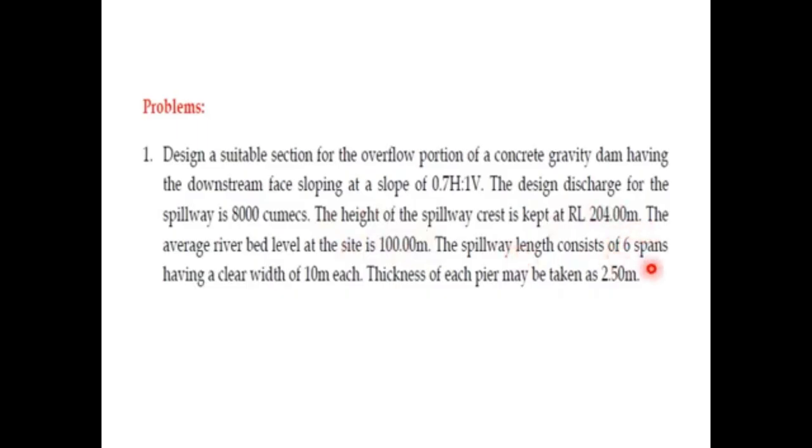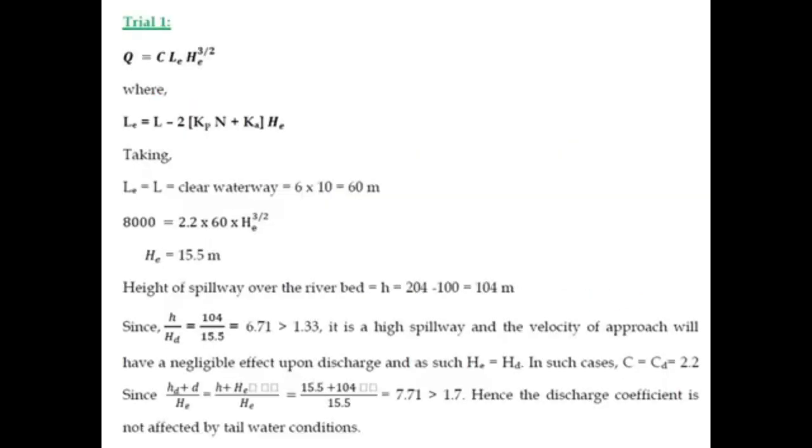And the spillway consists of 6 spans. So if you have 6 spans, then there will be 5 piers in between, and at each end there will be abutments. Each span has a clear width of 10 meters. Therefore 10 into 6 spans, the total L will be 60 meters. Thickness of each pier is taken as 2.5 meters.